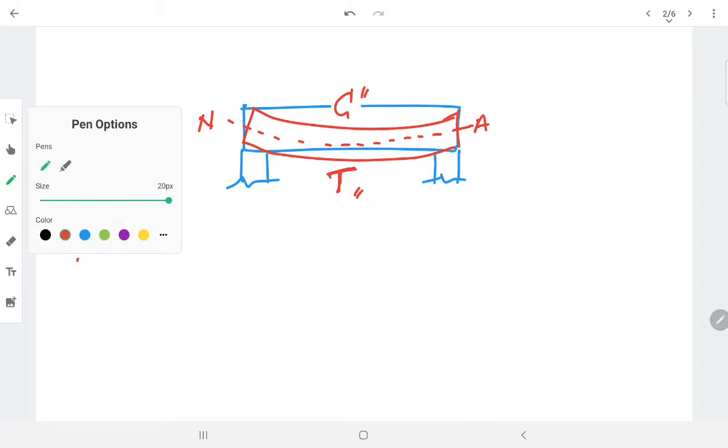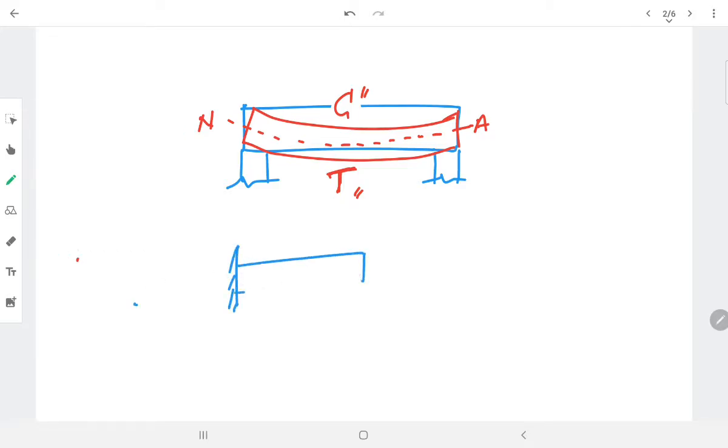When it comes to the cantilever portion, when you apply force it will bend in this direction, so the neutral axis will be here. Here the top fibers are in tension and the bottom fibers are under compression.